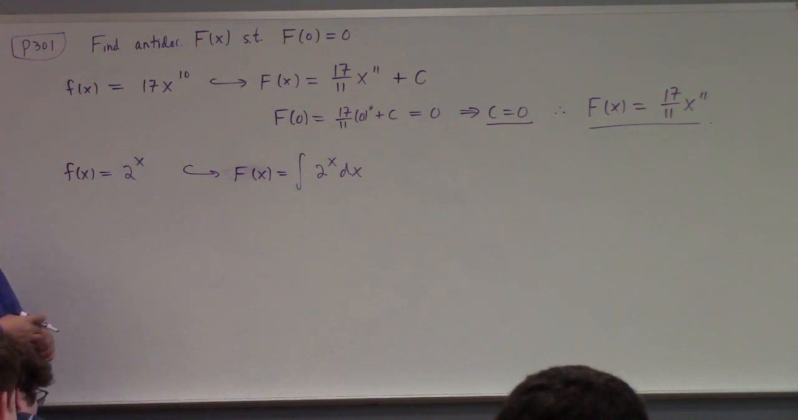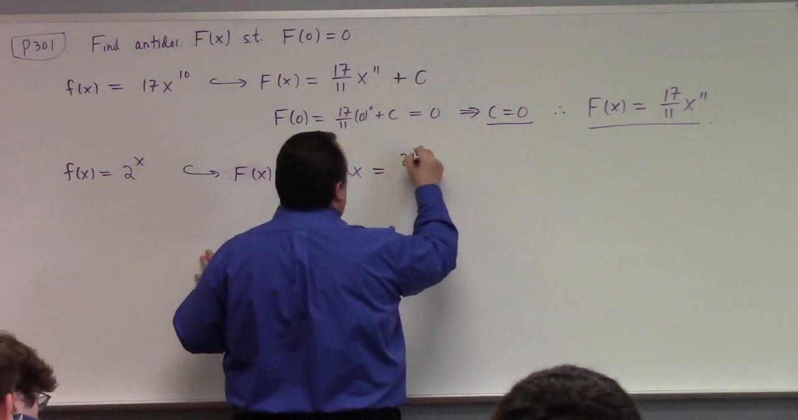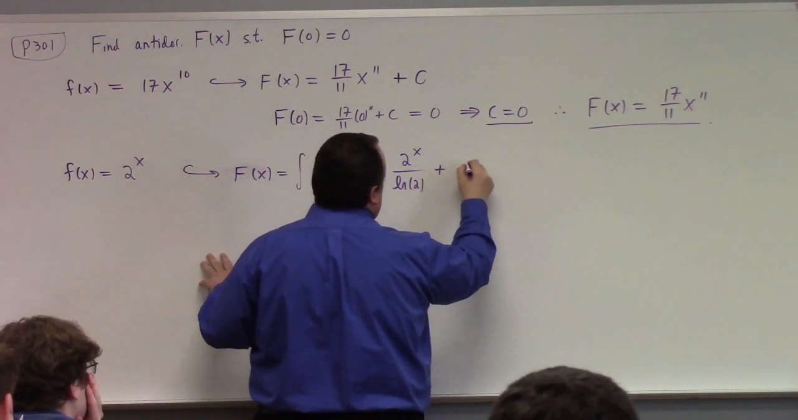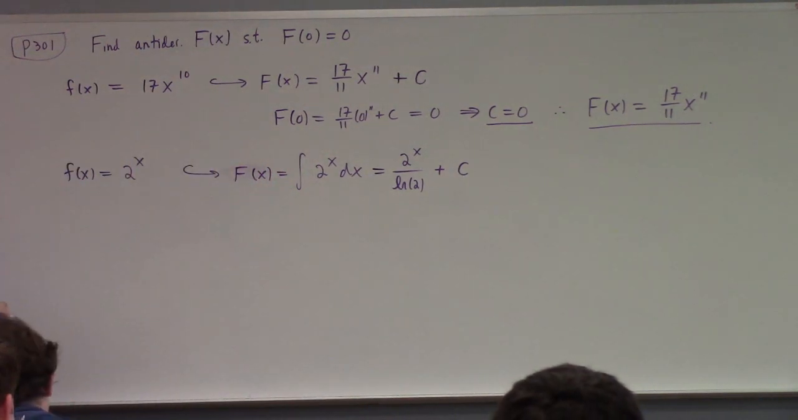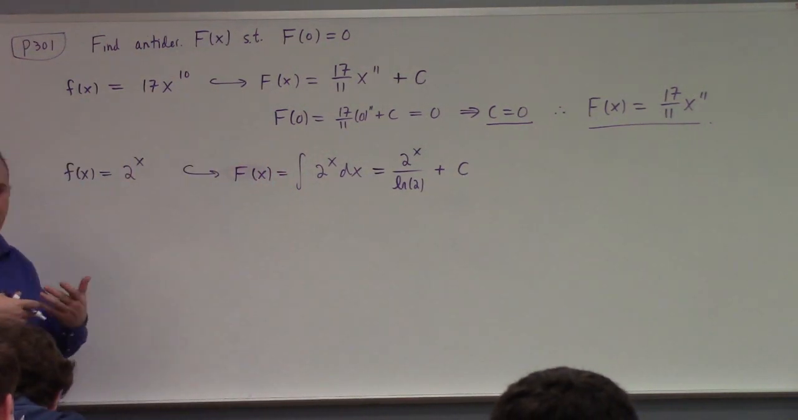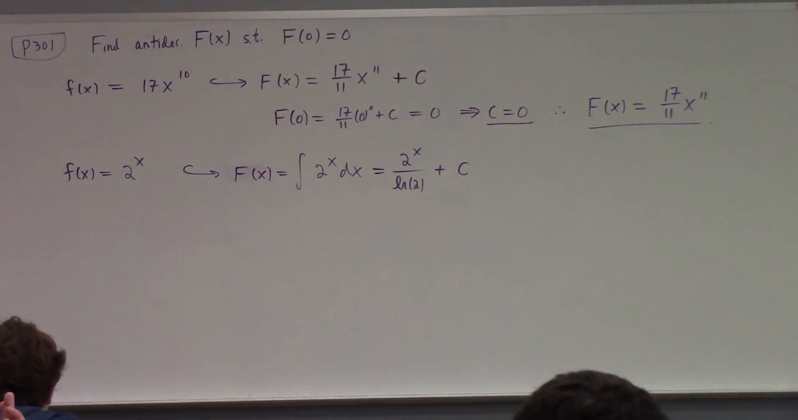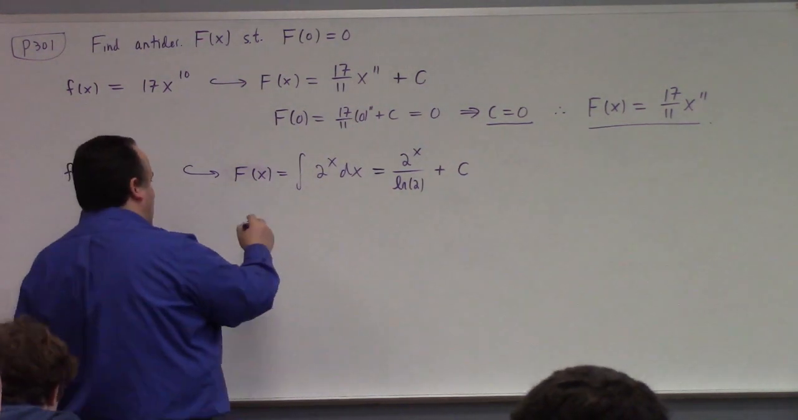What is the antiderivative of 2 to the x? 2 to the x over log 2, and then I have to add a constant, right? Now, if the question was just to calculate the indefinite integral, like problem 302 just says calculate the indefinite integral. But problem 301 is to find an antiderivative which fits this particular initial condition of big F of 0 equal to 0. So now big F of 0 is what?